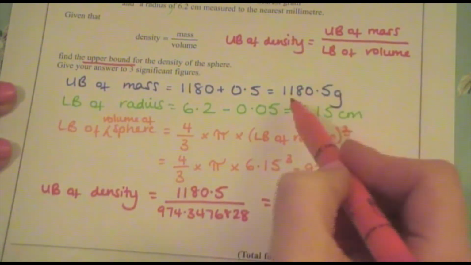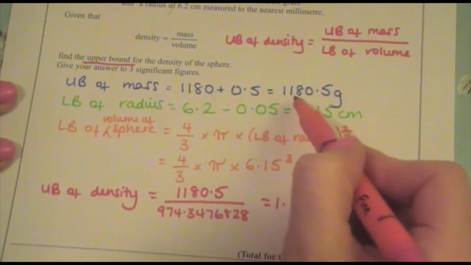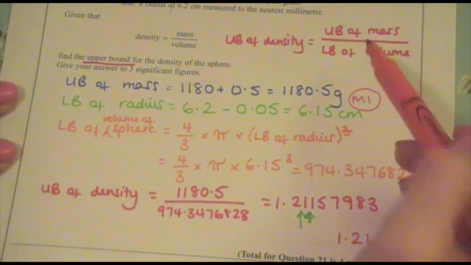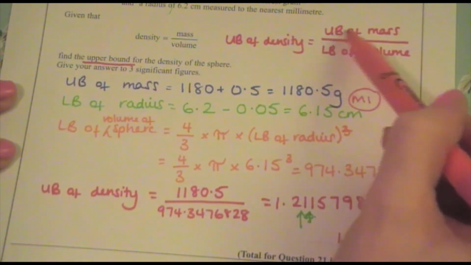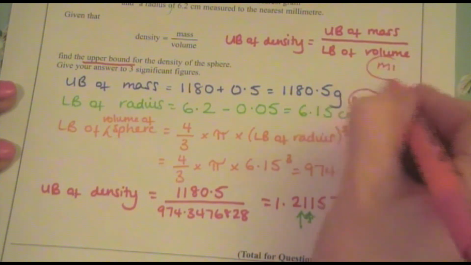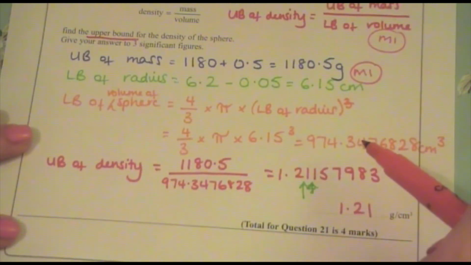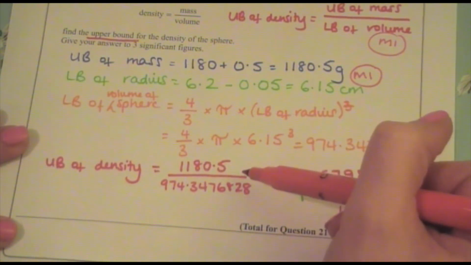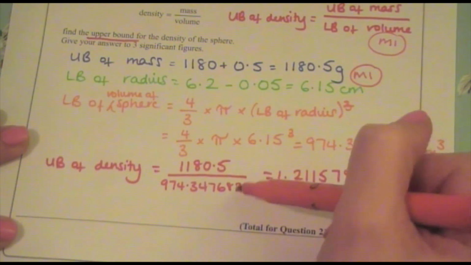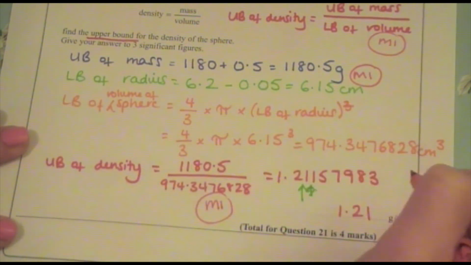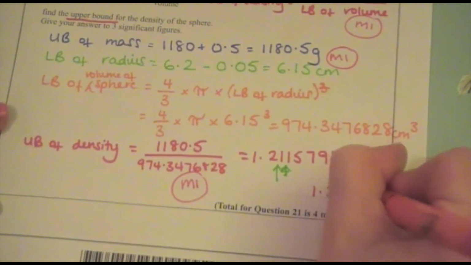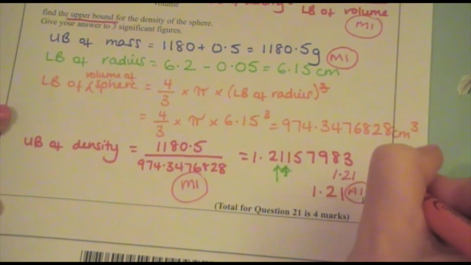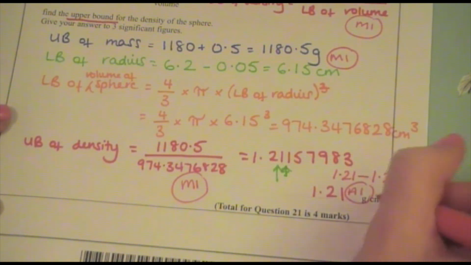My first mark then is for calculating either the upper bound of the mass or the lower bound of the radius. My next mark comes from stating that in order to find the upper bound of the density, I would need the upper bound of the mass and the lower bound of the volume. My third method mark is going to be involving finding the lower bound of the volume and then using that to substitute into my equation for the upper bound of the density. And then my fourth and final mark is my answer mark for 1.21. Now the mark scheme states that as long as I've got any number between 1.21 and 1.22, I would still get my answer mark.